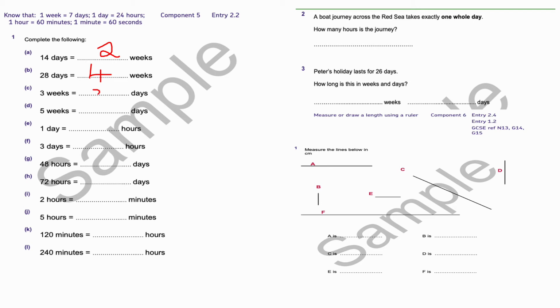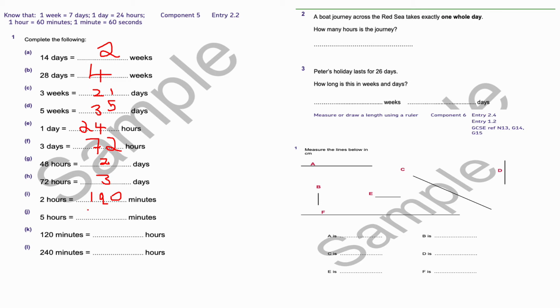3 weeks is equal to 21 days. 5 weeks is equal to 5 times 7, which is 35 days. 1 day is equal to 24 hours. 3 days is 3 lots of 24, which is 72. Again, you are welcome to show your workings here, okay, but I'm going through it fairly speedily. 48 hours is 2 days, because 48 divided by 24 is 2. 72 hours, we should know from part F, is 3 days. 2 hours is 120 minutes, because 1 hour is 60 minutes. Double of 60 is 120.